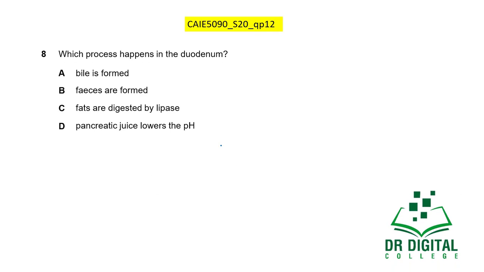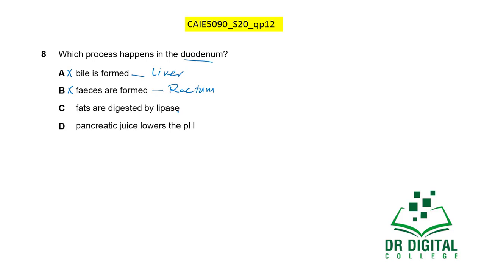In this question, which process happens in the duodenum? The part of the small intestine just after the stomach is called the duodenum. Option A: bile is formed. You know that bile is formed in the liver. It is stored in the gallbladder. So option A is wrong. Option B: feces are formed. You know that feces are formed in the rectum. They are not formed in the duodenum. So option B is wrong.